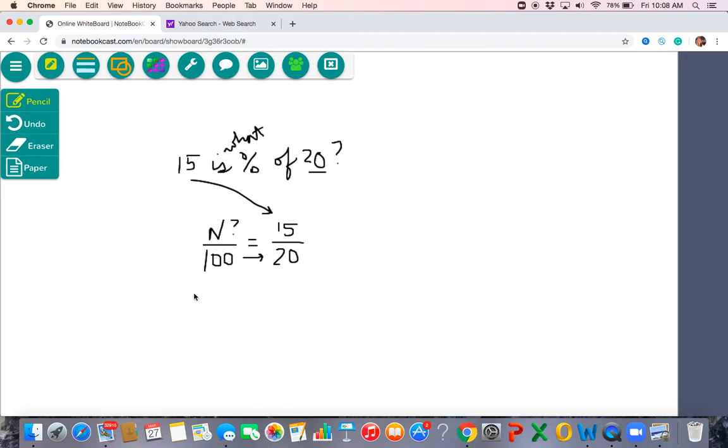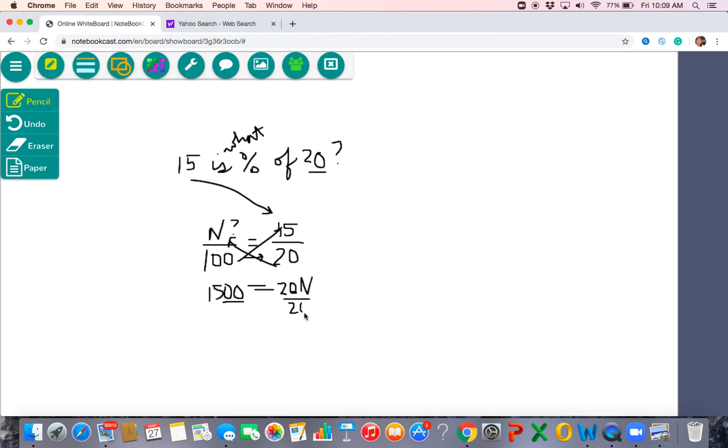So now in order to solve, we use cross multiplication. 100 times 15 is 15 plus 2 zeros. Mental math, nice and easy. Equals 20 times n, which simplified is 20n. We got a new word, simplified.